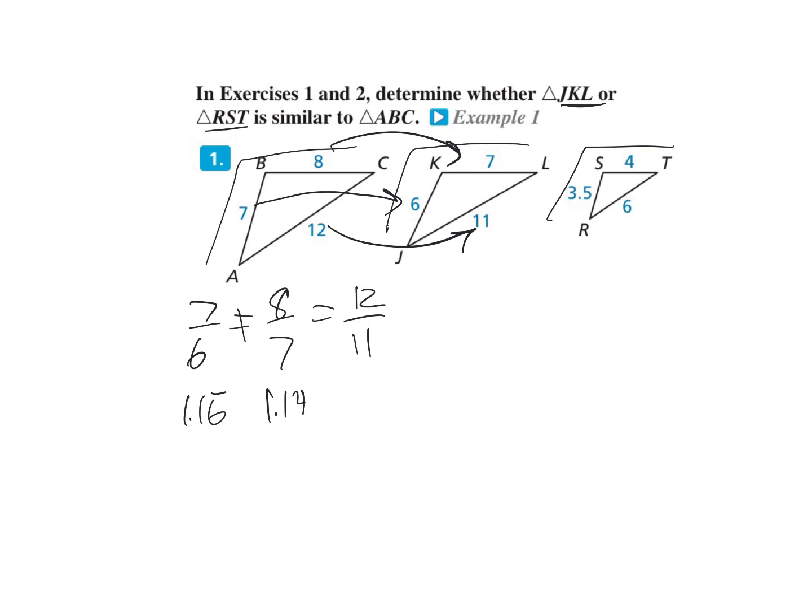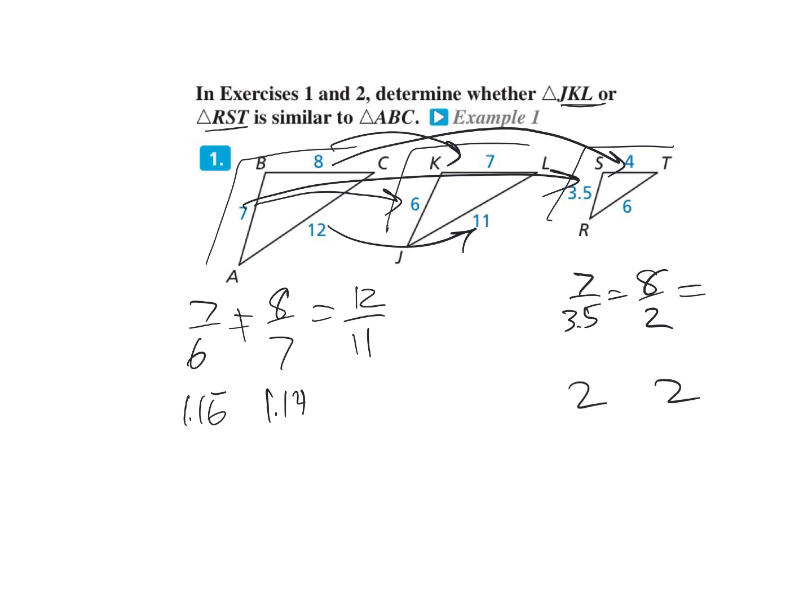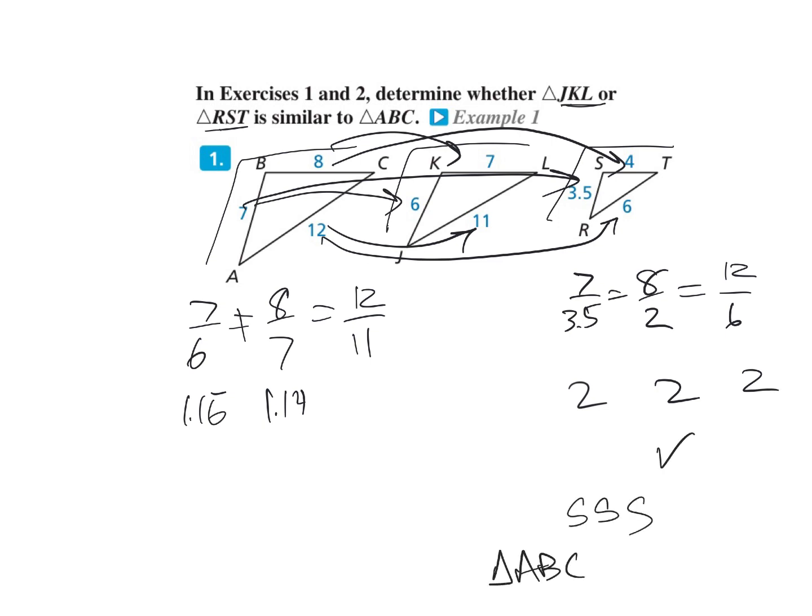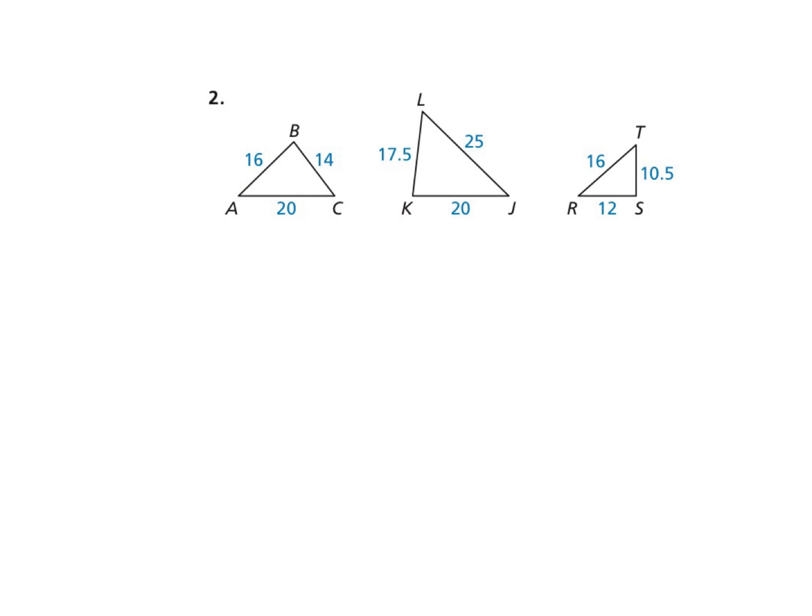Now try ABC to the last triangle. 7 is to 3.5, which is 2. 8 is to 4, which is 2. And then you have 12 is to 6, which is 2. So yes, by side, side, side, triangle ABC is similar to triangle RST.